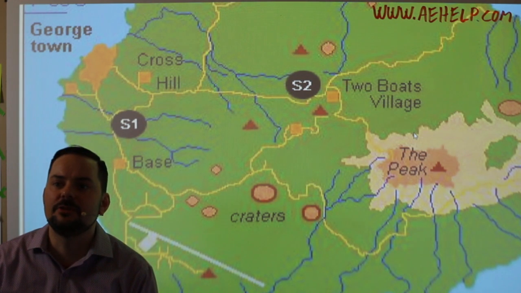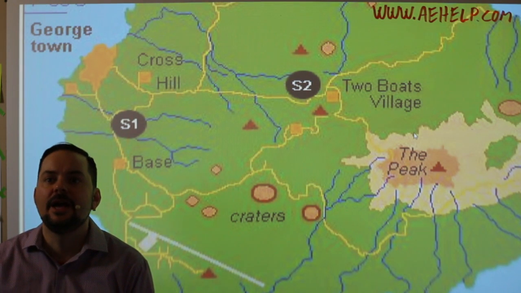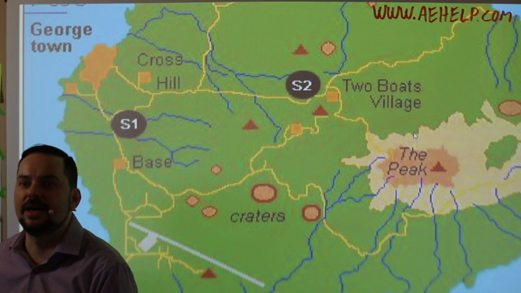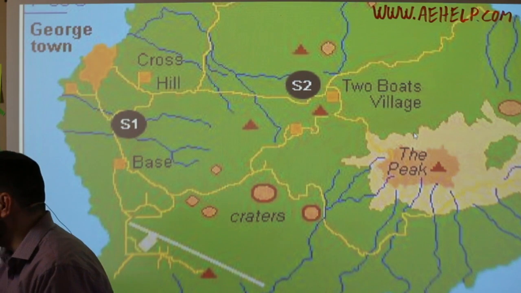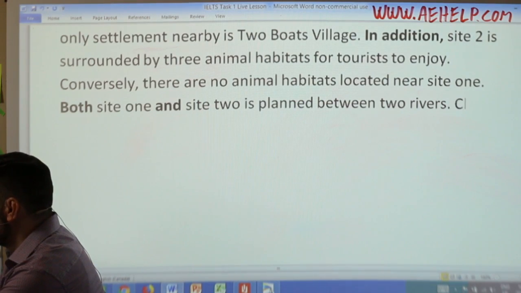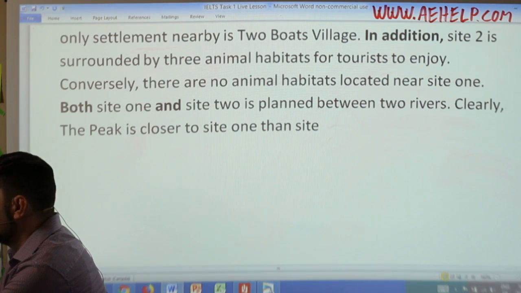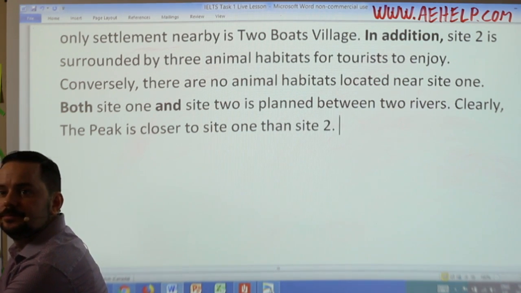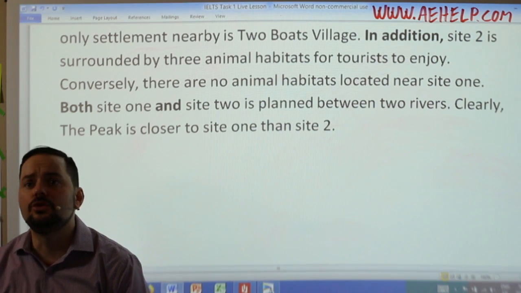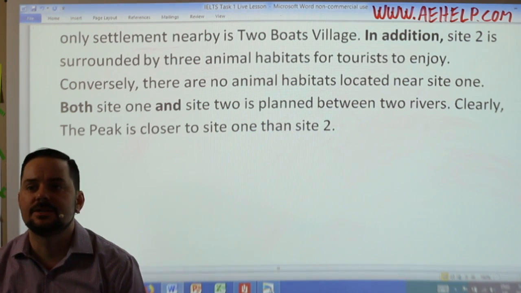Okay, Fatime says, additionally, the peak is advantageous factor for Site 2 because it is closer than for Site 1. Absolutely, yeah, so some sentence that's similar to that. So clearly, the peak is closer to Site 1 than Site 2. And you can keep it simple. You don't have to overcomplicate this sentence, okay?